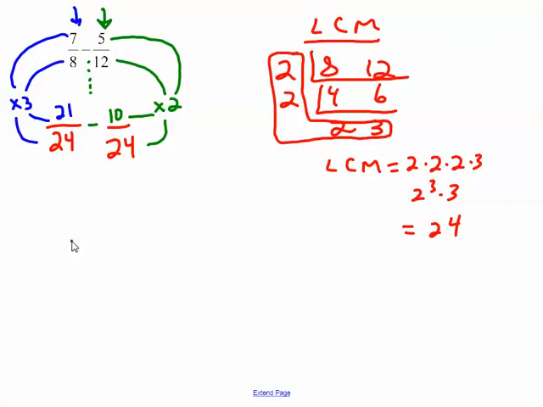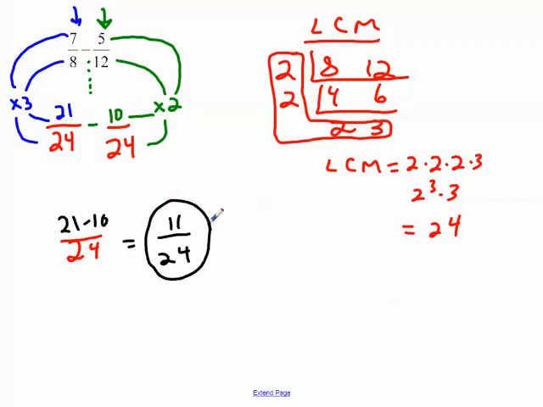So we have 21 minus 10 over 24, which equals 11/24. 11 is prime, and 11 does not go into 24, so it can't be reduced. After we combine things, we always look to reduce. 11 and 24 don't reduce, so there's our answer, 11/24. We did that by converting our 7/8 and 5/12 using a lowest common multiple of 8 and 12, or a lowest common denominator.